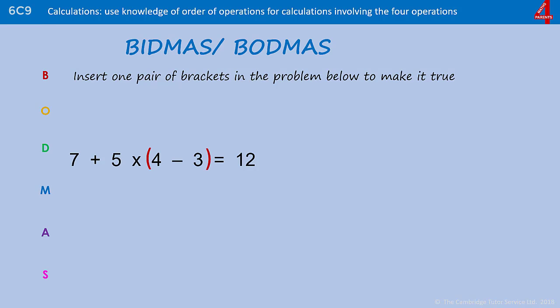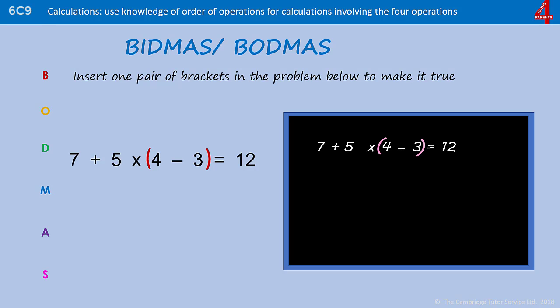Let's try putting the brackets around 4 take away 3. So we deal with the brackets first. 4 take away 3 is 1. The next operation we deal with is the multiplication. So we have 5 multiplied by 1, which is the number now in the bracket. 1 times 5, that's 5. And 5 add 7, that's 12. The brackets need to be around the 4 subtract 3 to make this statement true.